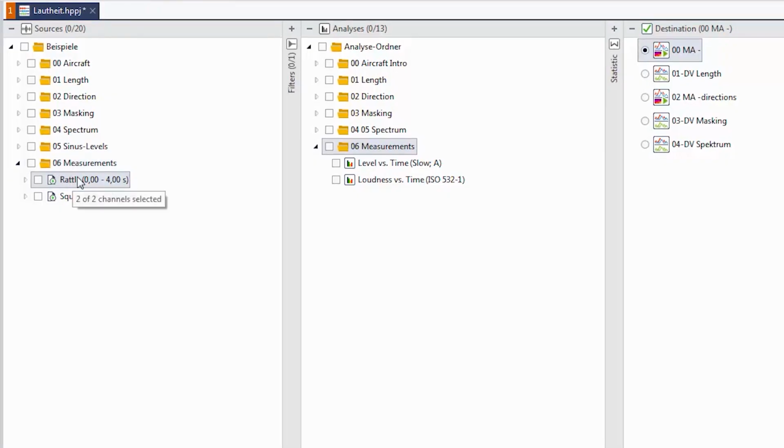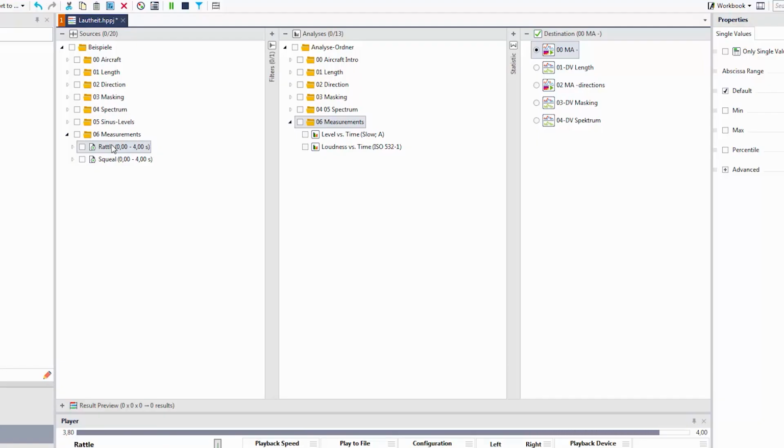Last but not least, I want to show the difference in the time resolution of these two analyses. And this is quite amazing. For the level there are some settings like slow, fast, impulse. We start by listening to real measurements, a rattle. Yeah, you hear this prominent. Okay, yeah. And check what the analysis will do.